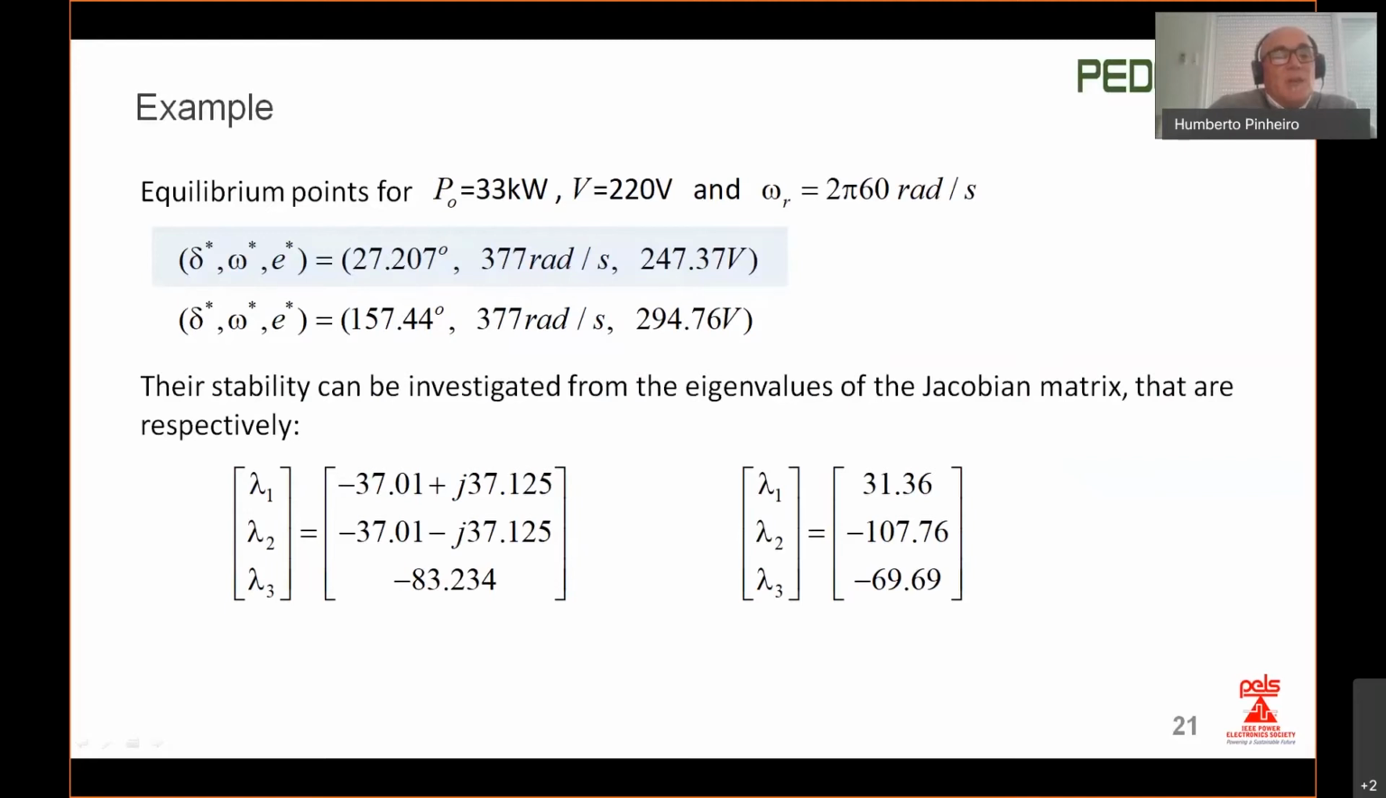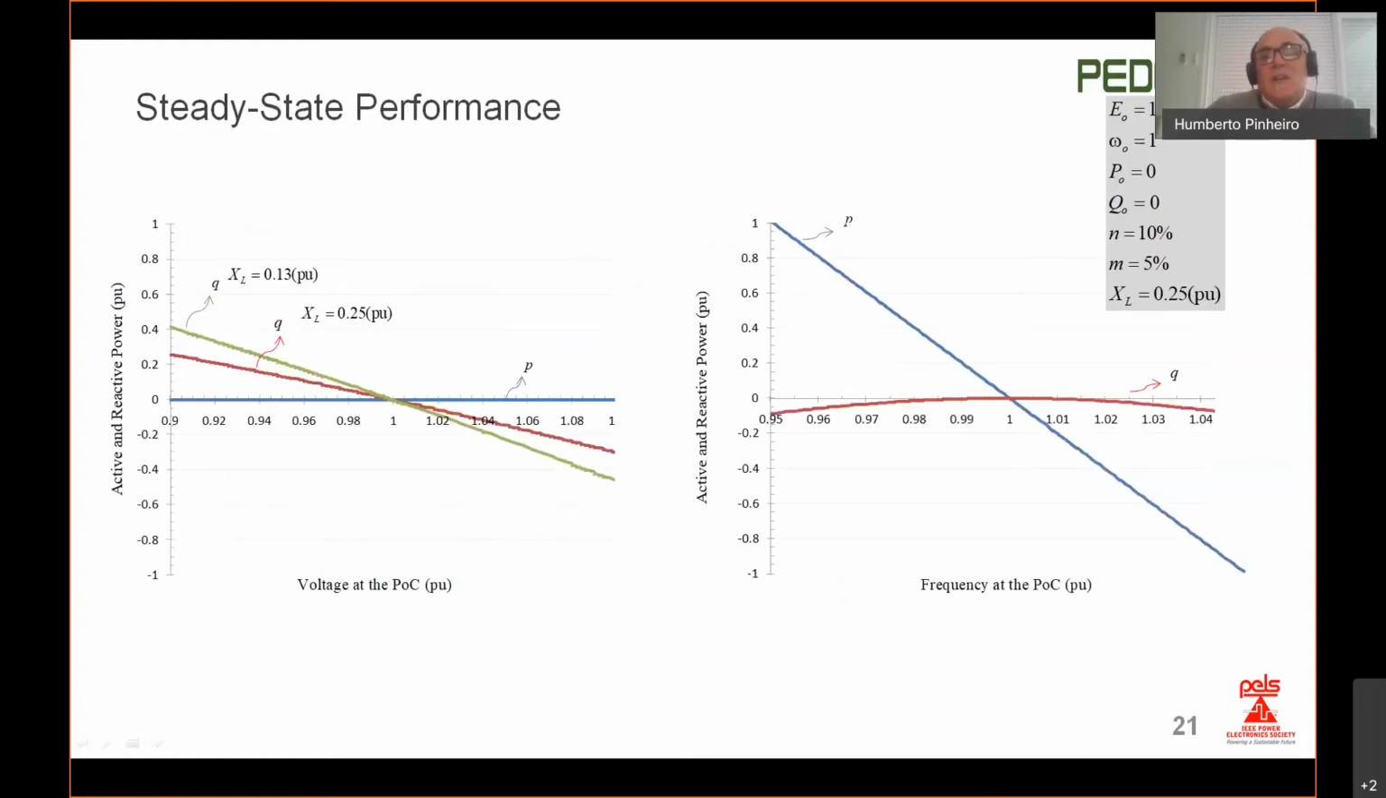Once we have this equilibrium point, we can investigate, for instance, the steady state behavior, whether or not, given a reference voltage, it will have the droop characteristic that we desired. So if you look at the frequency active power characteristic, we see that it is as desired.